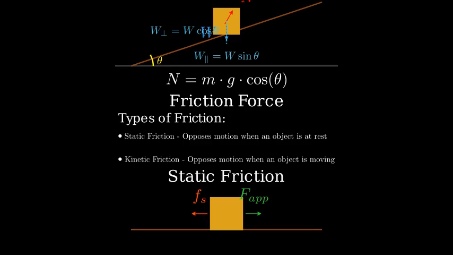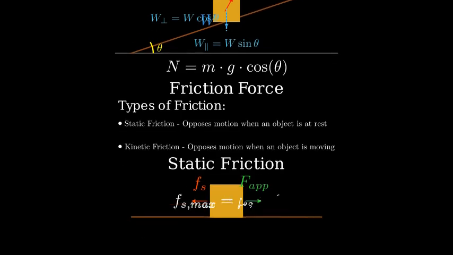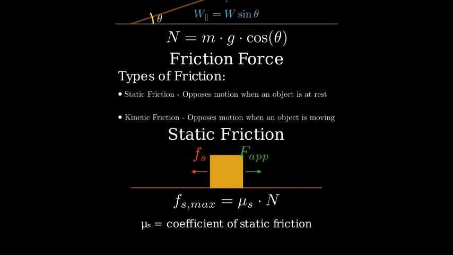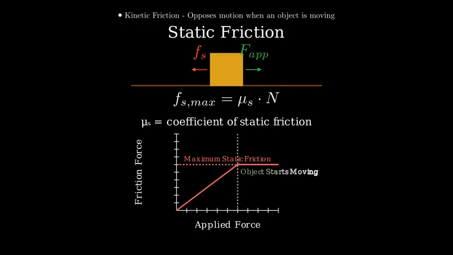If you apply a small force to an object, but it doesn't move, that's because static friction is resisting the force. The formula for the maximum static friction is F sub S max equals mu sub S times N, where mu sub S is the coefficient of static friction, and N is the normal force. It's important to remember that the actual static friction force matches the applied force until it reaches its maximum value. After that, the object starts to move.